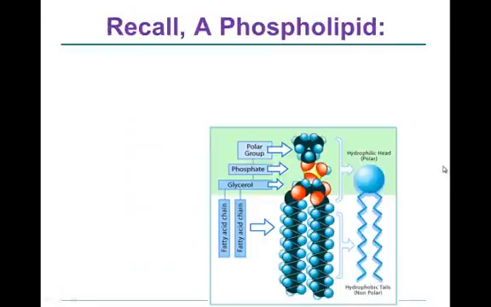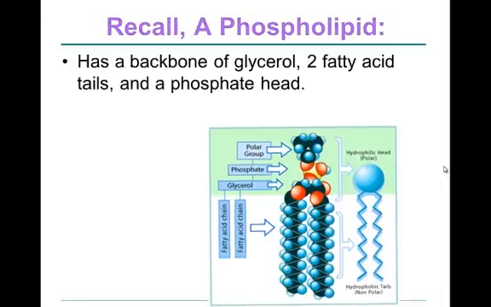So here's our little crash course reminder of phospholipids. Remember, a phospholipid has a backbone of glycerol, and glycerol makes 3 bonds. Not that you necessarily need to know that, but there are. Two of them are attached to fatty acid chains or fatty acid tails, and then to a head, which is polar. This happens to be a phosphate head, but that's probably not a real critical fact here.